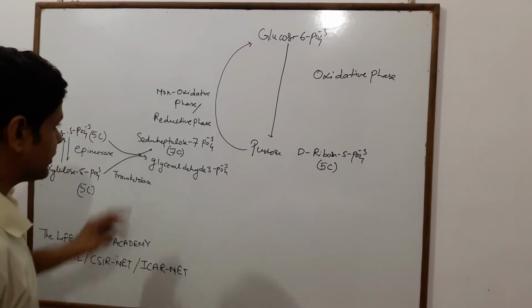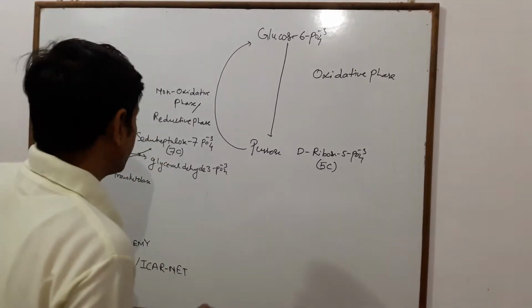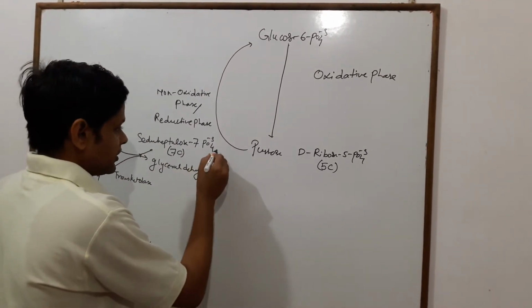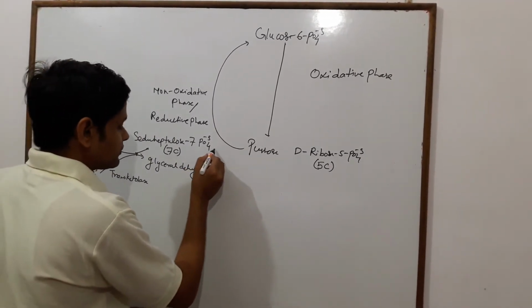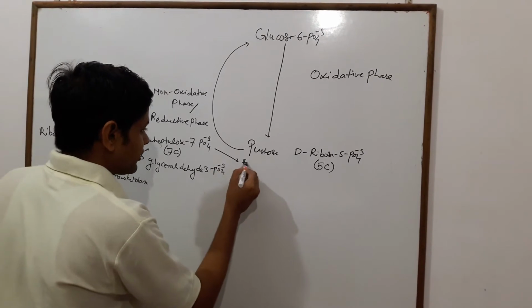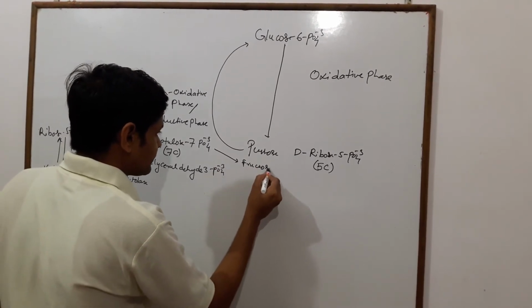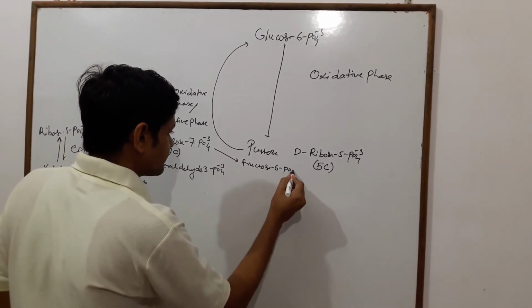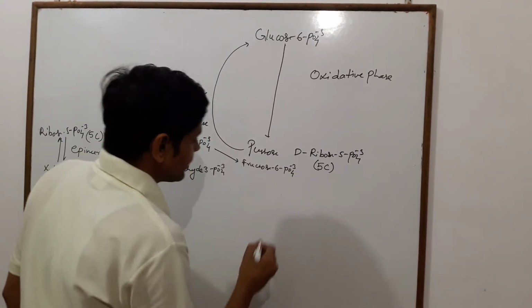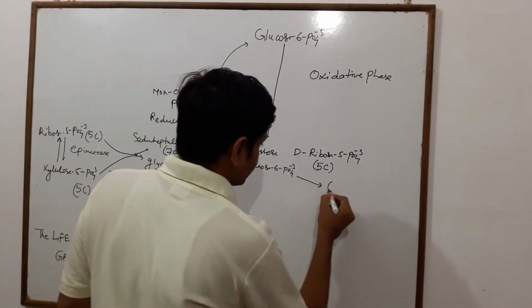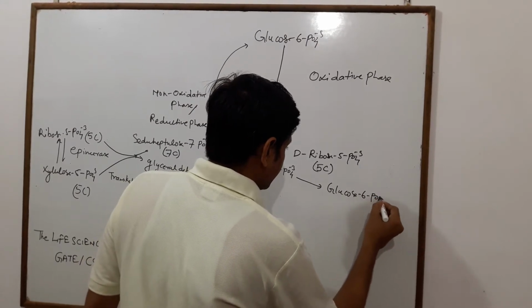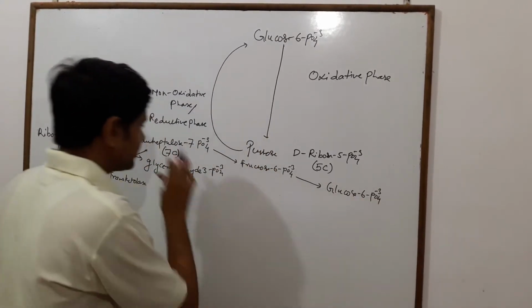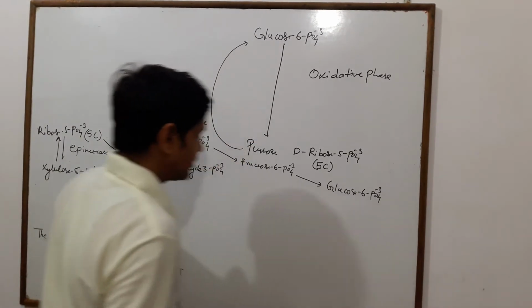Now sedoheptulose is converted into fructose 6-phosphate, and fructose 6-phosphate is converted into glucose 6-phosphate. This is the direct process.